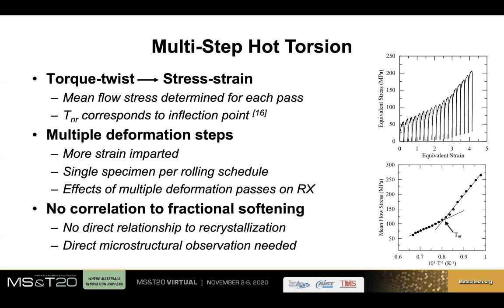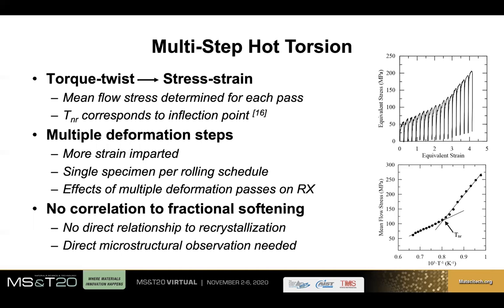The specimen is then cooled to the next deformation temperature and twisted again with the same parameters, the same strain and strain rate. And this process of cooling and twisting is repeated for every temperature of interest in the rolling schedule being simulated. And this results in a series of torque twist curves for each deformation temperature that can then be converted into equivalent or effective stress strain curves. And so you can see an example of the series of equivalent stress strain curves for a single multi-step hot torsion test on the upper right-hand plot on this slide.